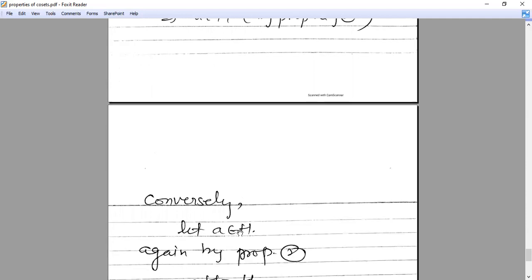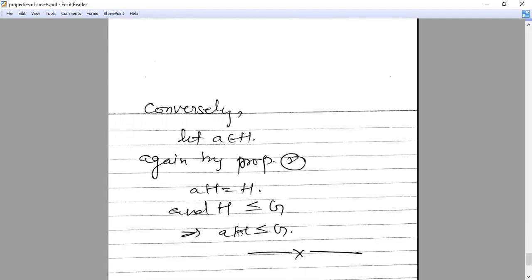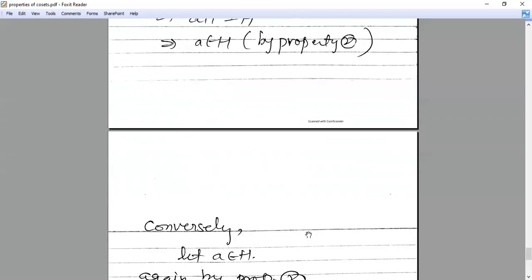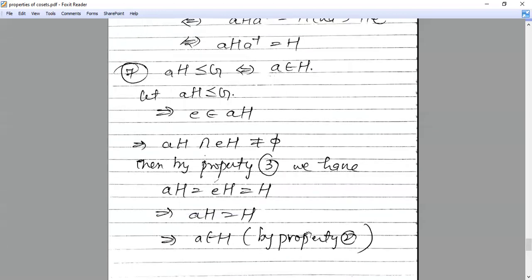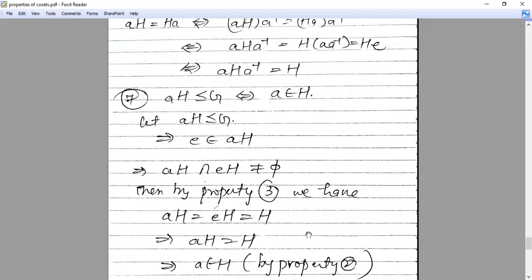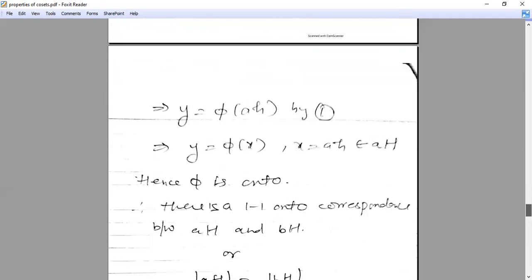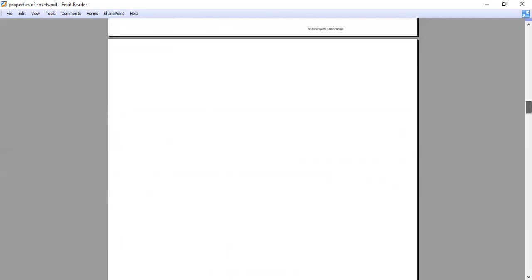Now the converse. Let us see the converse part. So let A belong to H. Then again by property 2, AH is equal to H, and H is a subgroup of G. That means AH is a subgroup of G. So this is an interesting property: AH is a subgroup of G if and only if A belongs to H. So these are some of the important properties related to cosets that we have seen in today's lecture.